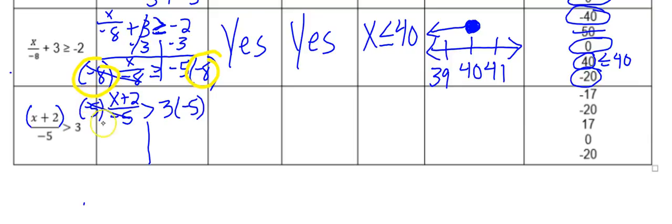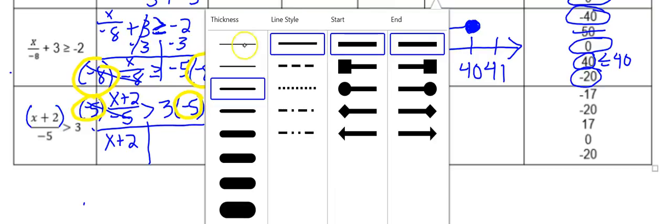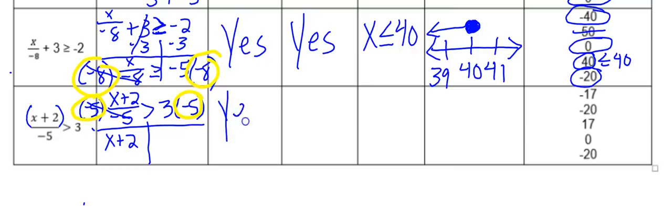So this cancels out. I'm going to bring down my x plus 2 now. But watch, because if you noticed here, I just multiplied by a negative, I'm going to go ahead and notate that on my chart. Because I multiplied by a negative, yes I did. Do I need to flip the sign? Yes I do. Do I know the solution yet? No. But I'm going to go ahead and get it. So I'm going to flip my sign. Instead of greater than, it's going to be less than. 3 times negative 5 is negative 15.